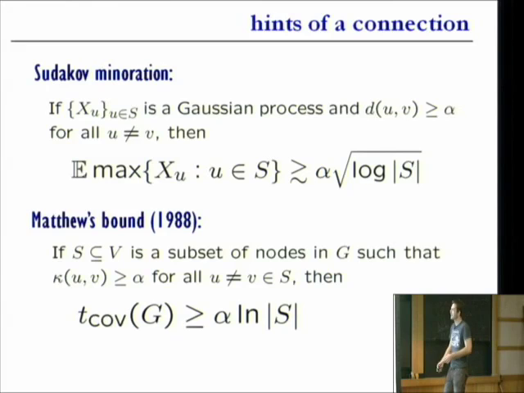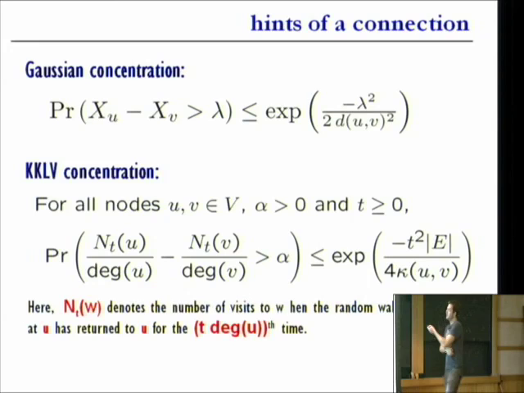Okay, and then the other thing we used was this Gaussian concentration. There is another concentration that comes up in cover times that was proved in the paper of Kahn, Kim, Lovasz, and Vu, which is the following. I don't want to talk very explicitly about this, so let me just say what these things are. Basically, at time t, look at the number of visits to u, normalized by the degree. The higher degree nodes in this random walk tend to be visited more, so it makes sense to normalize by the degree.